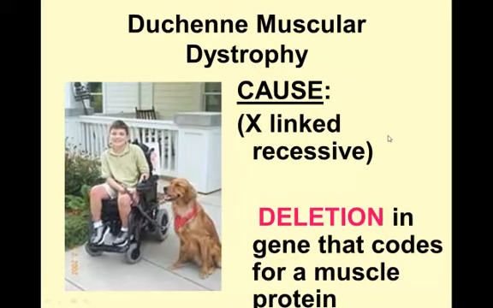We talked about muscular dystrophy. It is an X-linked recessive disorder caused by a change in the muscle protein coding gene, and it's a deletion. There's a little piece of the code that's missing in the gene that tells these kids how to make muscle proteins, and it causes a serious genetic problem. We talked about this in our genetic disorder chapter. This is a genetic disorder that's caused by a deletion.